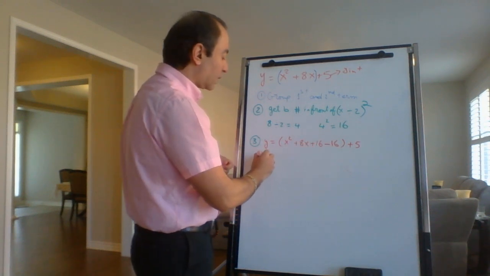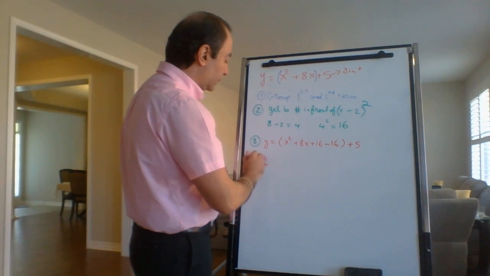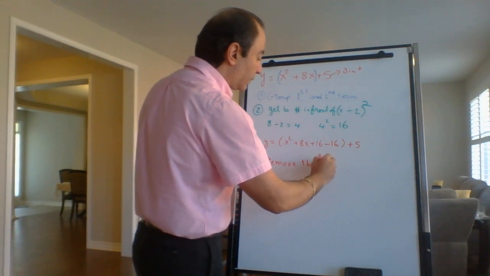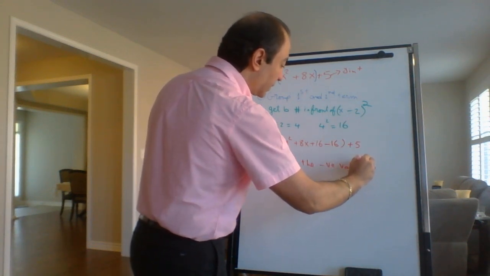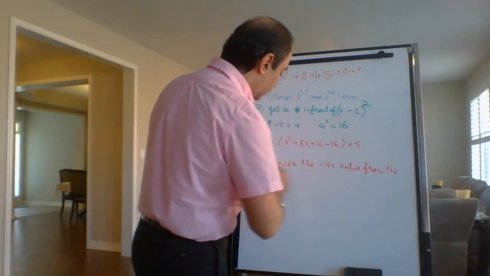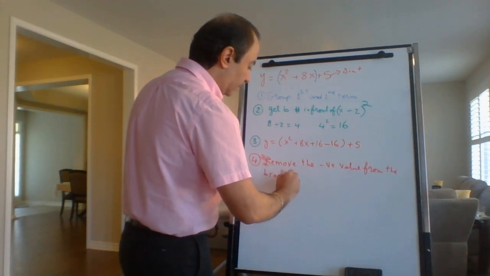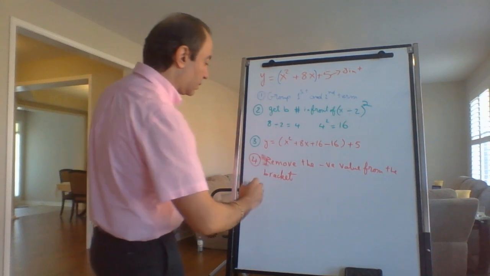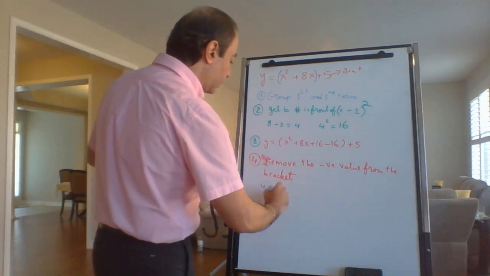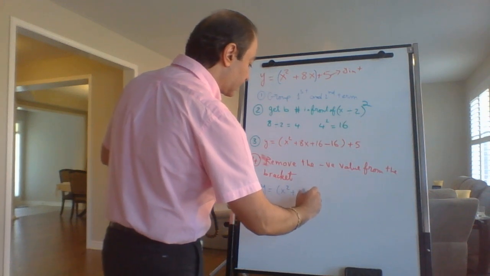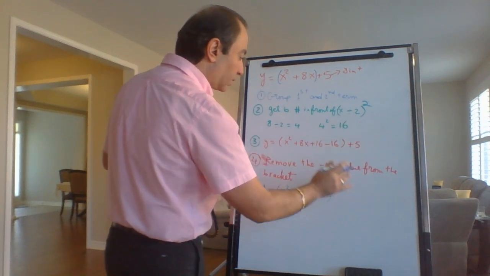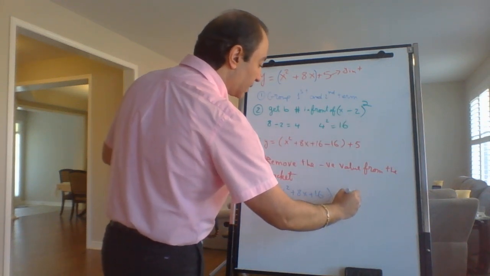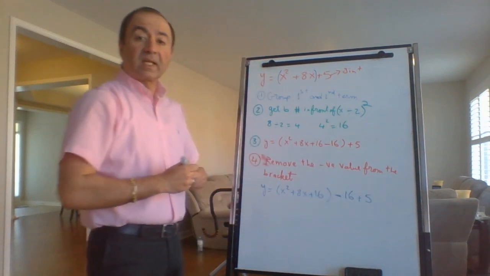Now, the next step: remove the negative value from the bracket. So we are going to rewrite this like that. y equals x squared plus 8x plus 16. And I'm going to take this out, and there is nothing in here multiplied with whatever is inside, so we take it out as it is, negative 16 plus 5. Then we do the last step.